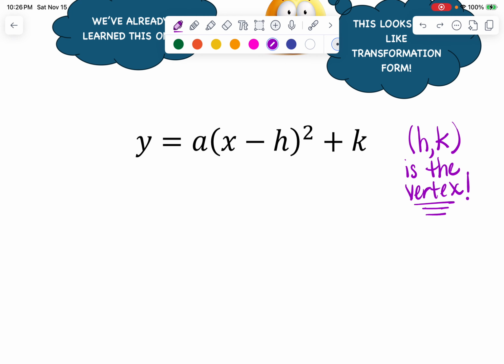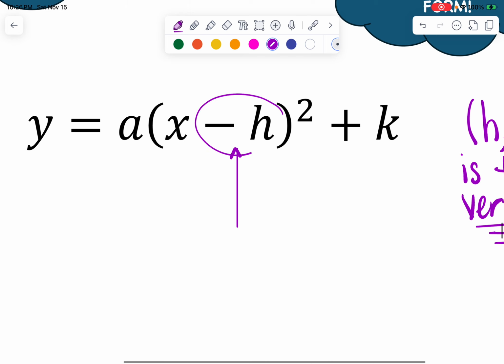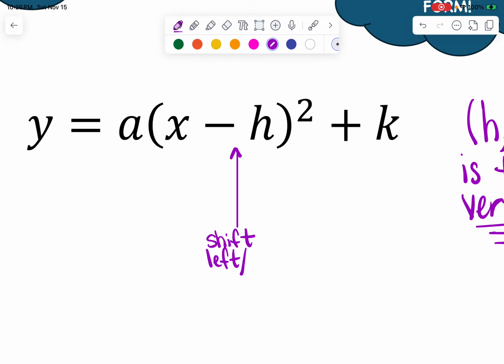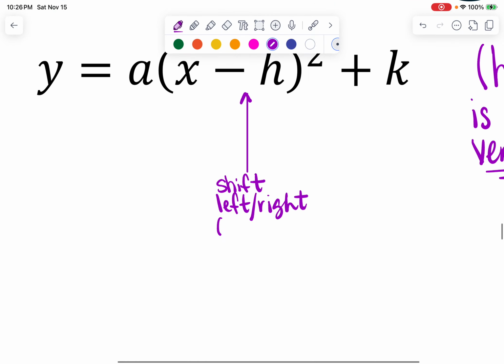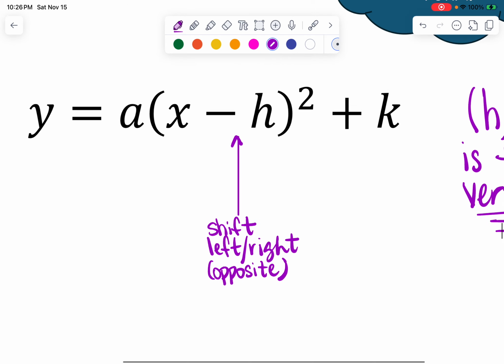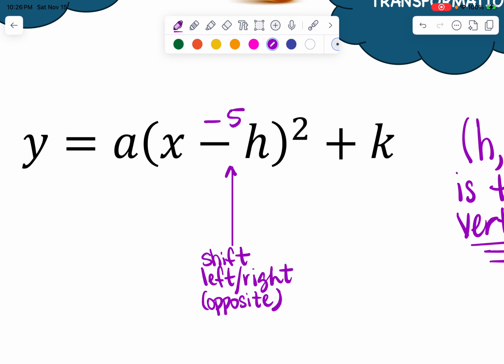Now, why does that work? Well, remember what we learned last class with transformation form. Anytime you see a number inside the parentheses, that is a shift left or right. It's a horizontal movement because it's trapped inside with the X. And remember, it's always the opposite number of what you're seeing in the parentheses. So if it's a -5, that means we're going right 5. But if it's a +5, that means we're going left 5. Just like we talked about last class.